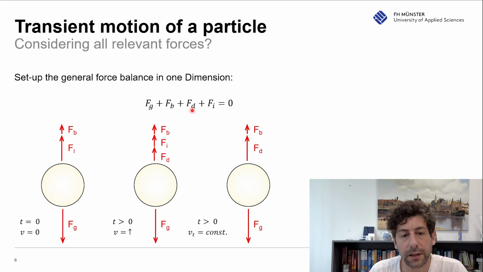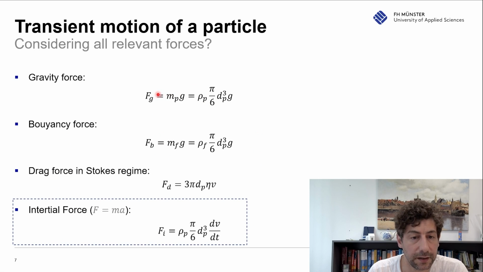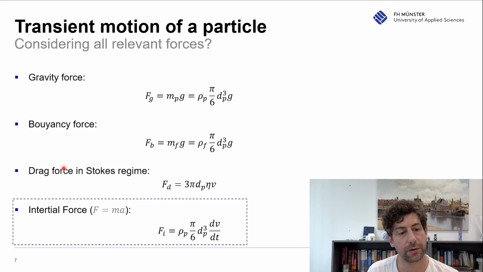So if we take a look at these four forces, basically this is what you know from the videos before, right? So there's gravity, buoyancy, and drag in the Stokes regime. And now we get a fourth, new force, and this is the inertial force, and this is F equals ma. And if we put this in the same type as here, so we have the density of the particle, this is a spherical particle, and here we have the acceleration, and the acceleration is the change of velocity divided by the change of time, so dv divided by dt.